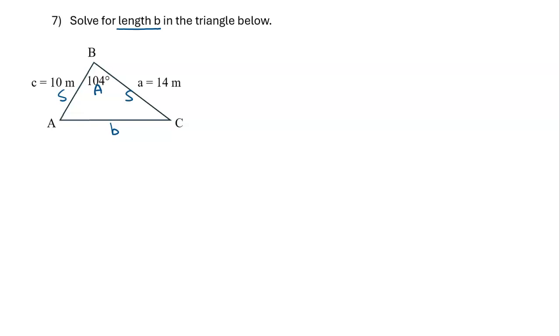The last example we're going to look at is solving for length b of the triangle below. This triangle is giving a side with the angle and then another side, so side angle side. That means we're going to use the cosine law. The other thing you can do is look at pairs of angles with known sides that are opposite. There's no pairs. So we know we have to use the cosine law.